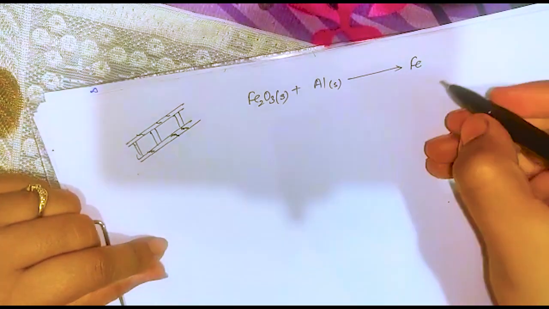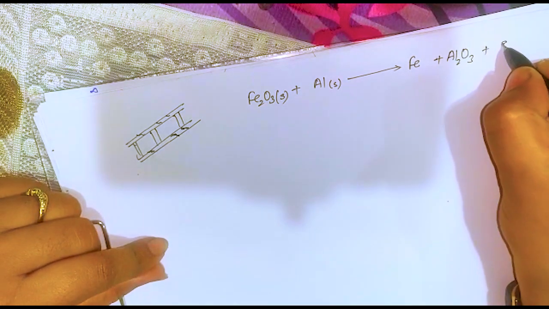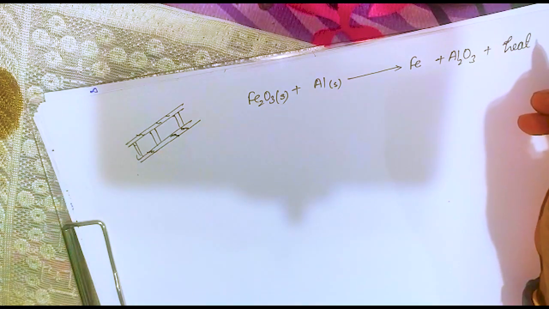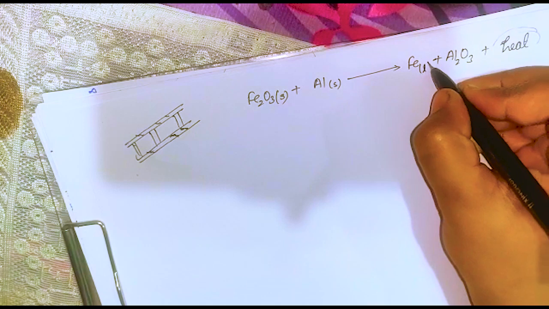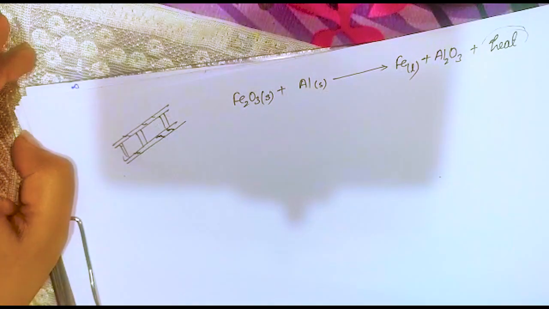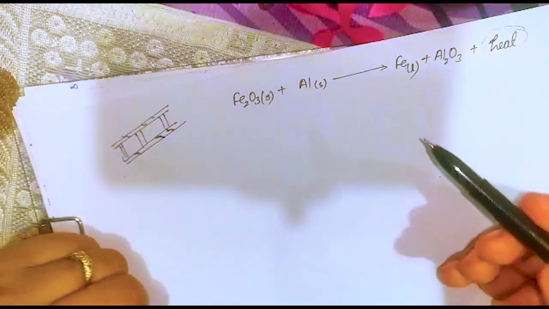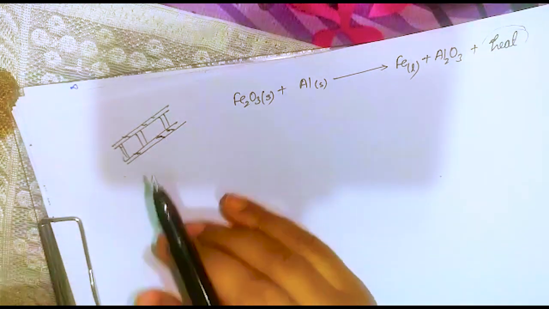It will form Fe and Al2O3, and this heat will be liberated when the train moves on that. Due to this heat produced, the iron will be in liquid or molten form. This molten iron will fill the crack, and when it cools, the crack will be repaired.